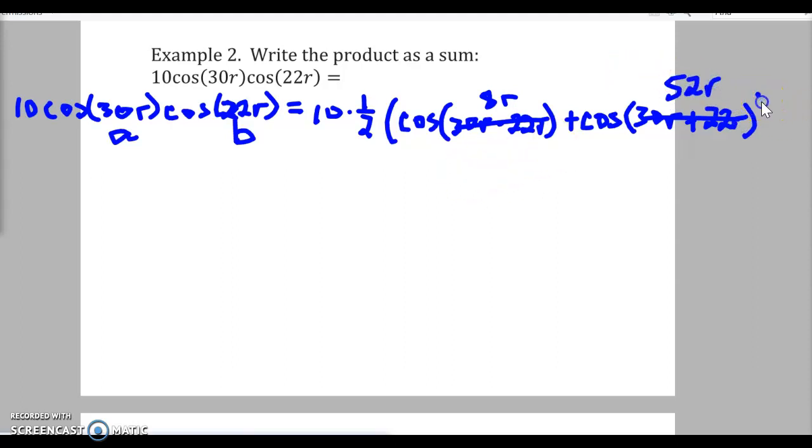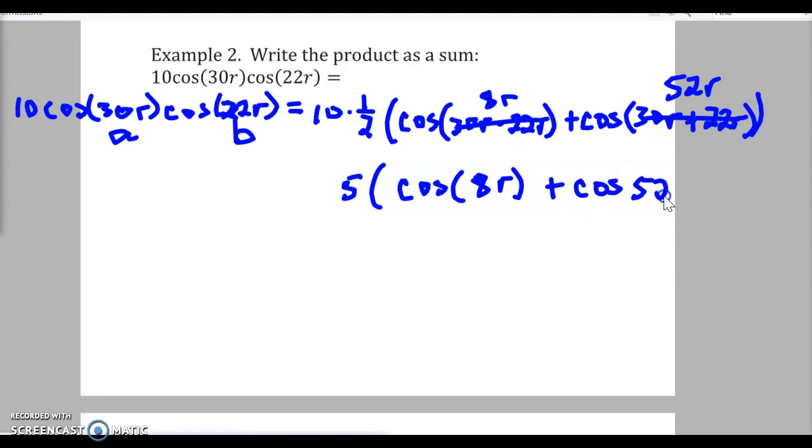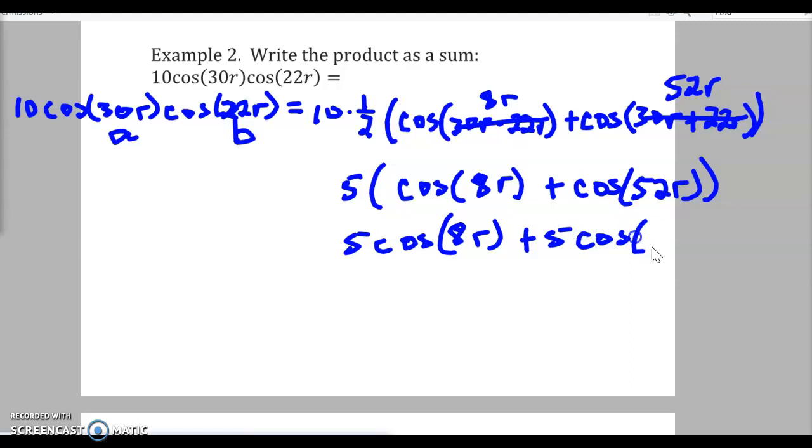And then, I forgot a parenthesis. Alright, 10 times 1/2 is going to be 5 out in front. So 5 cosine of 8r plus cosine of 52r. And now we can multiply that 5 through. 5 cosine of 8r plus 5 cosine of 52r. And that's it for example number 2.